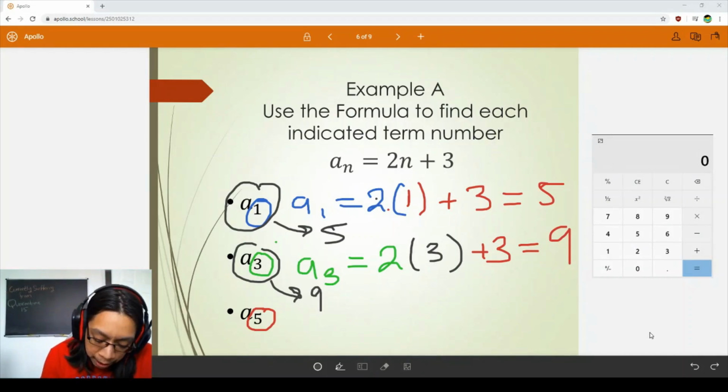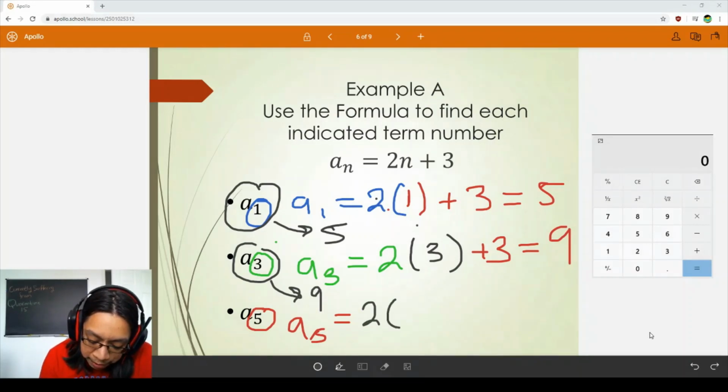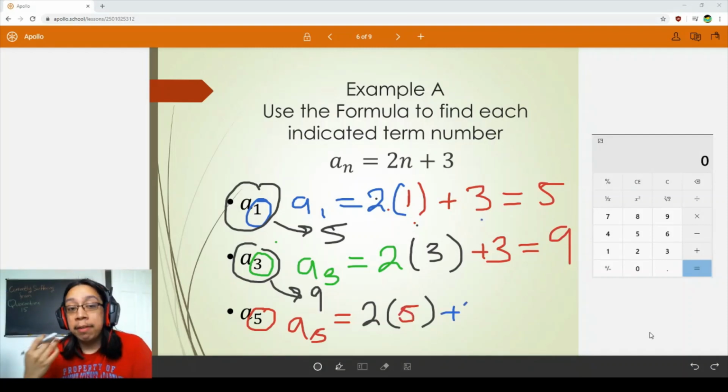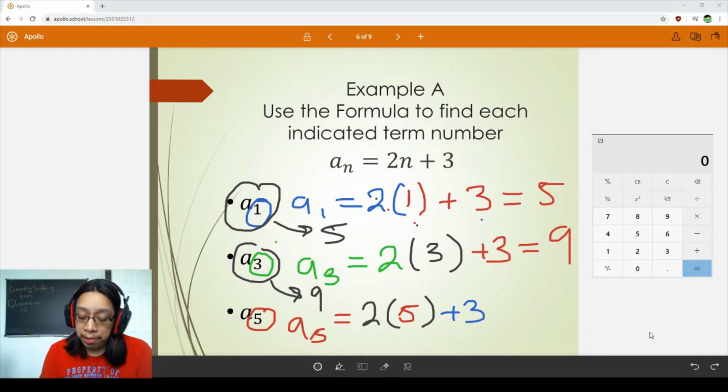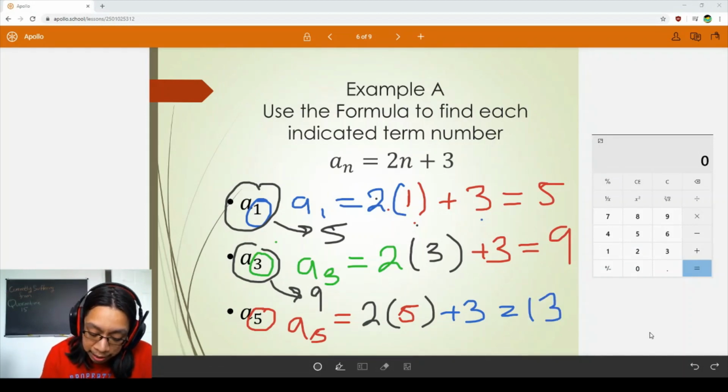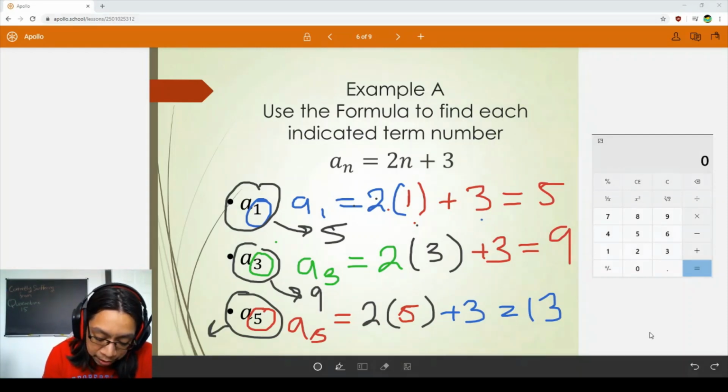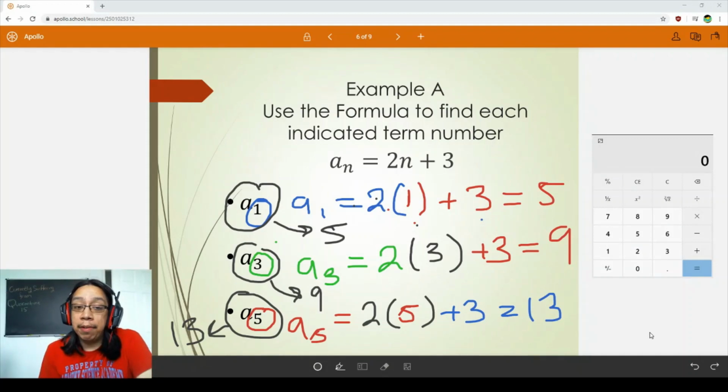So a sub 5 is equal to 2 times, this time because the number is 5, we're going to plug in 5 here, plus 3. Multiply and simplify. 2 times 5 is 10, plus 3 is 13. So this is going to be equal to 13. So that means that a sub 5, the 5th spot on our list, will be equal to 13. I'm going to write it here on the side. It's going to be 13.